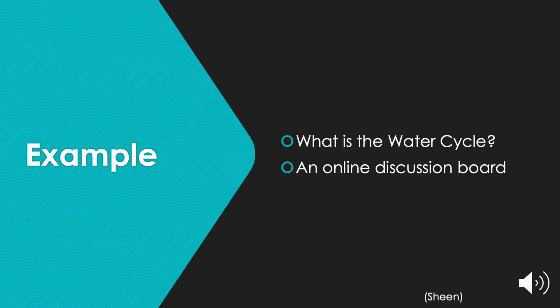Next, we have an example of the water cycle. An example of using classroom discussions in a flipped classroom would be the use of discussion boards.